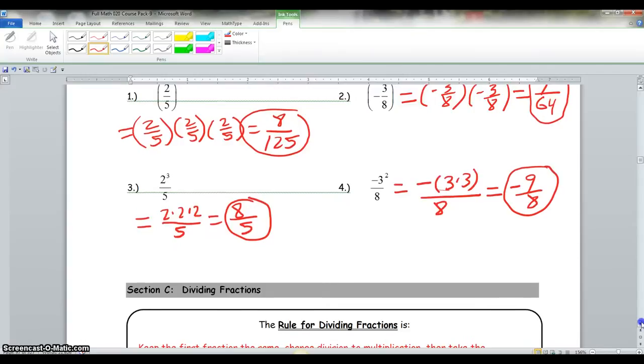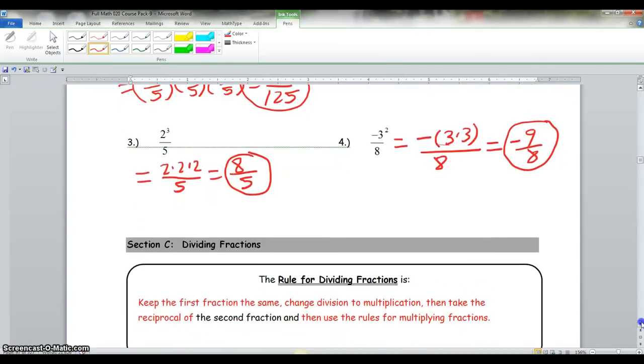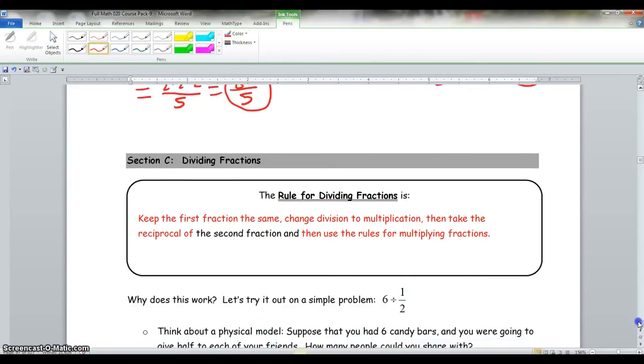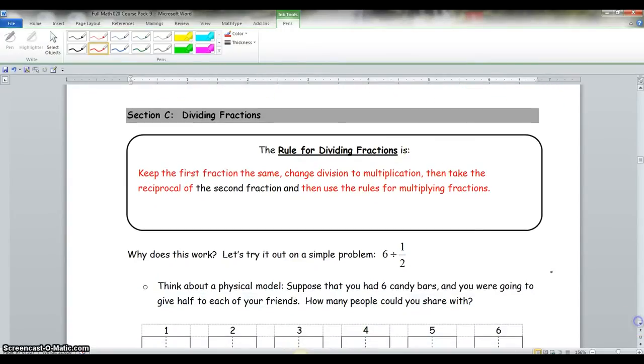Now we go down here to section C. It says dividing fractions. The rules for dividing fractions is keep the first fraction the same, change division to multiplication, then take the reciprocal of the second fraction and then use the rules for multiplying fractions. Okay, now I know in the space that was provided for you, you may not have enough room to write all of this, so you may want to write it below it or off to the side. But I needed to add all of this. This is the steps for dividing fractions.